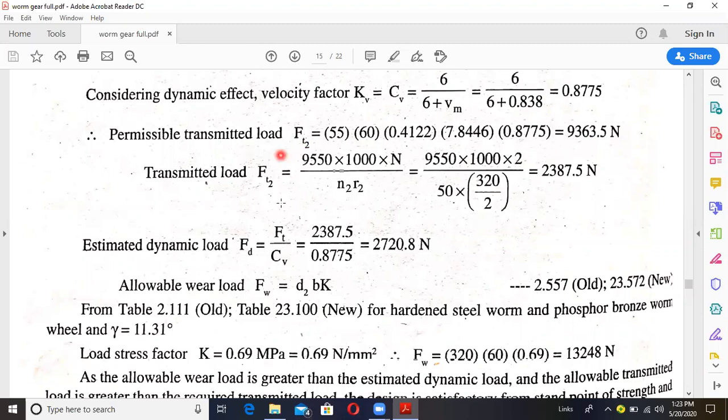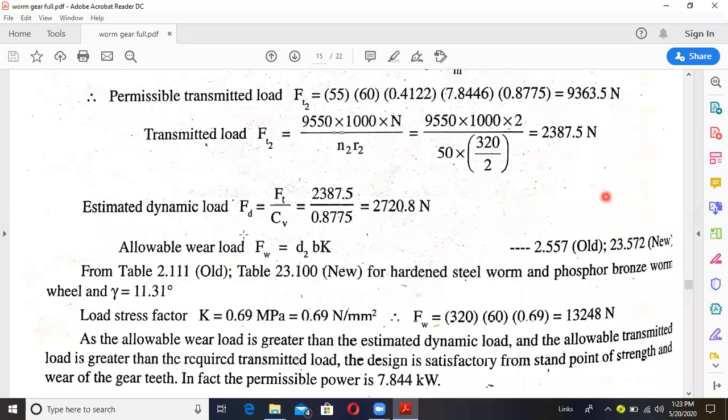Again, transmitted load. Another formula we have is Ft2 is equal to 9550 into 1000 into capital N divided by N2 into R2. Now we know power is given in the question, N2 is 50, R2 is equal to D2 by 2. So again we are calculating the transmitted load Ft2. Now we have calculated Ft.